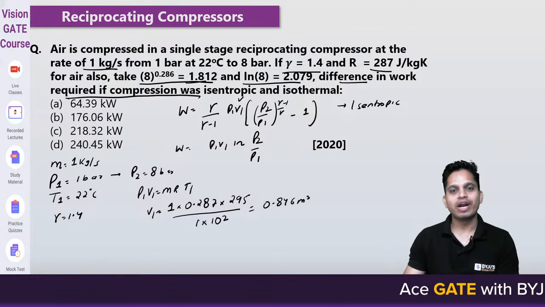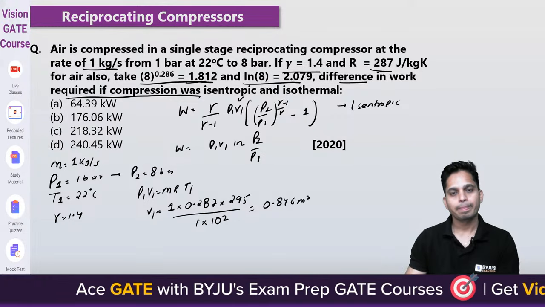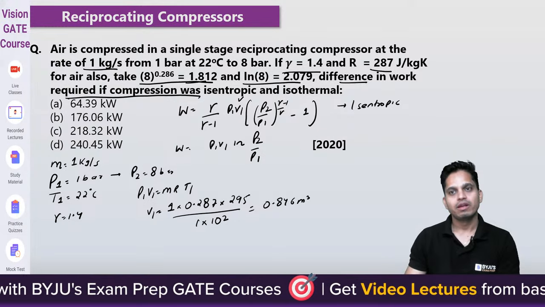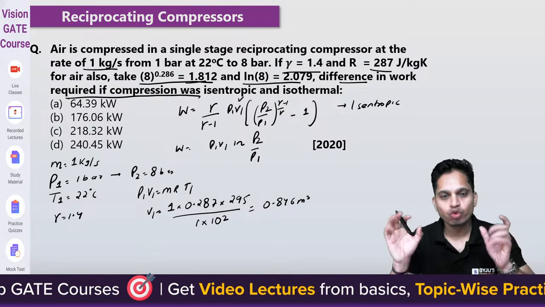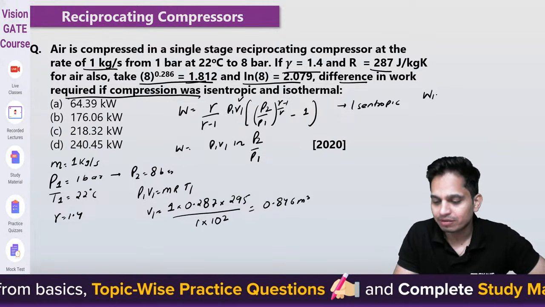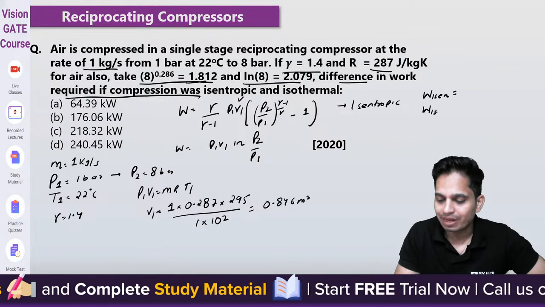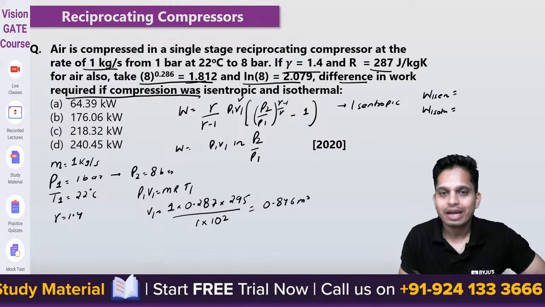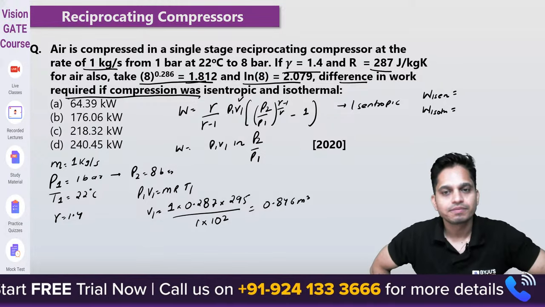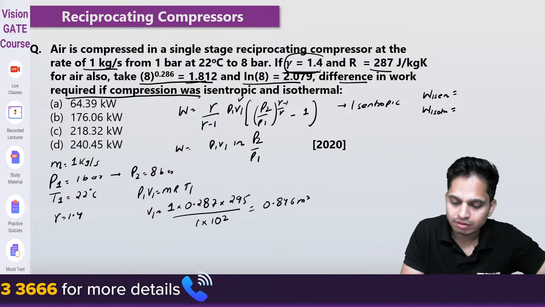Now quickly calculate the work. How much are you going to get? What is the difference? Quickly calculate. Tell me how much is the work in isentropic. Then tell me how much is the work in isothermal. And then calculate the difference. Put all the values, guys. You have 1.4.